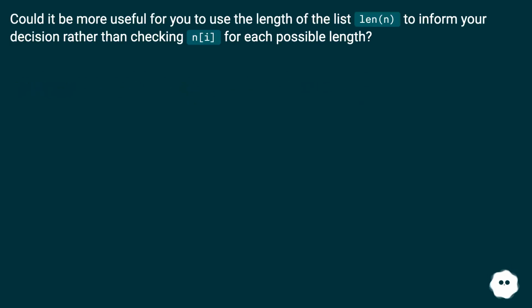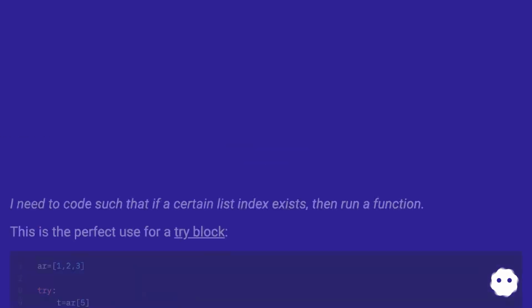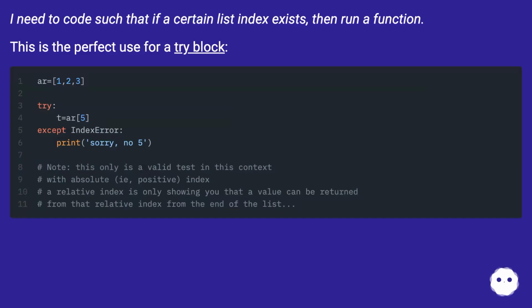Could it be more useful for you to use the length of the list, len(n), to inform your decision rather than checking n, i, for each possible length? I need to code such that if a certain list index exists, then run a function. This is the perfect use for a try block.